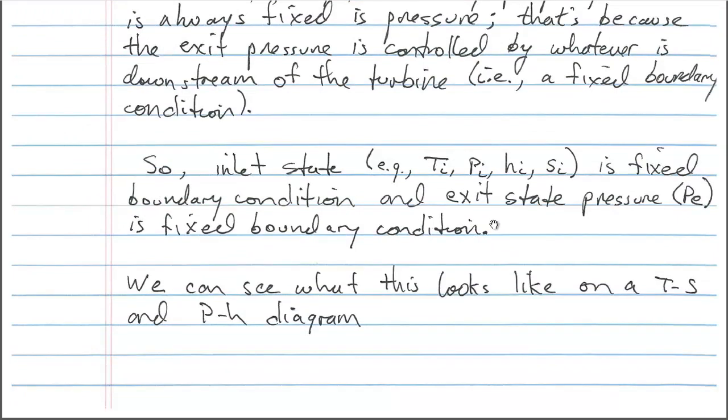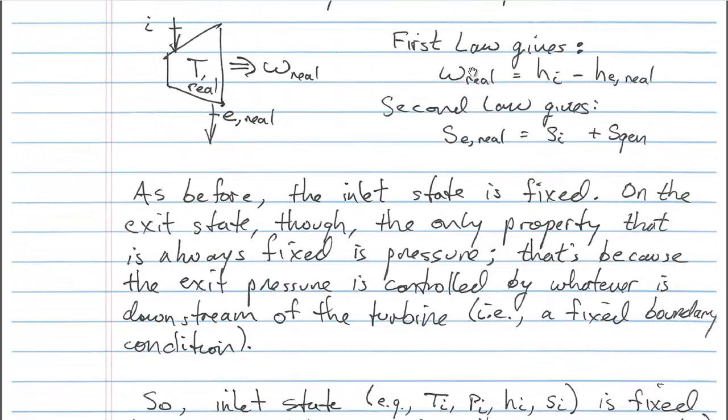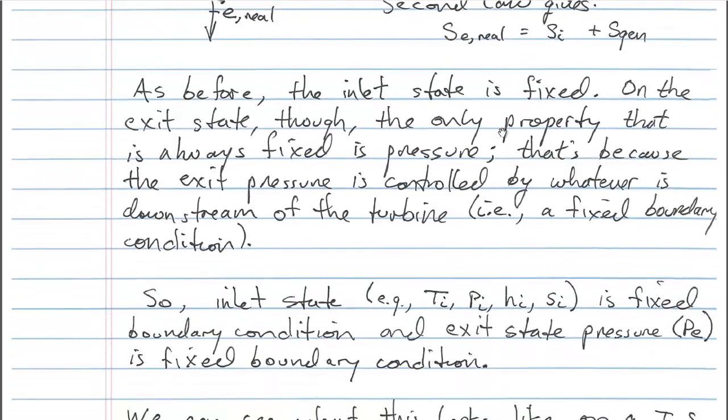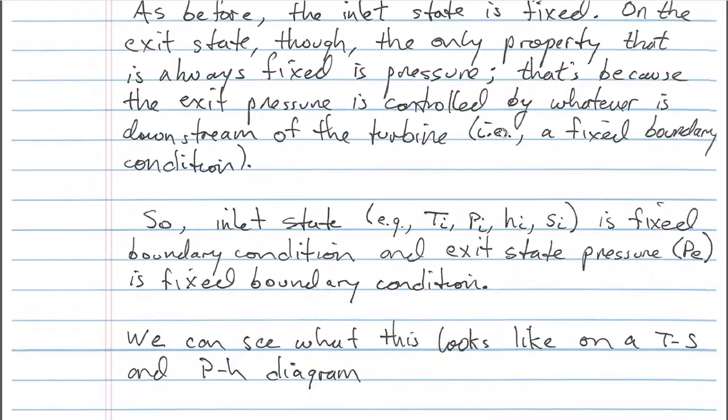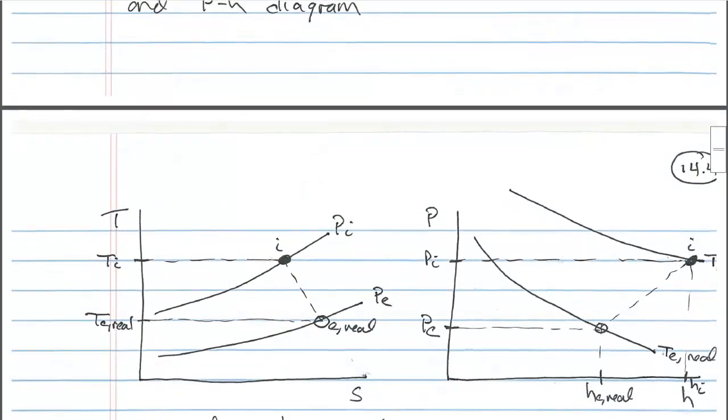Okay, so with that information, knowing that our inlet state is fixed, and knowing that our exit pressure is fixed, and knowing that this equation gives us our real work, and this equation tells us how the entropy behaves through the process, we can look at all of this on TS and pH diagrams. By doing that, it helps us understand what this maximum work means if we were to evaluate an ideal device. We'll get to that in just a moment. We're still just focusing on the real device.